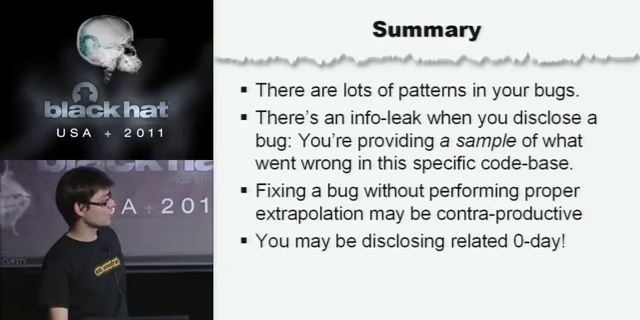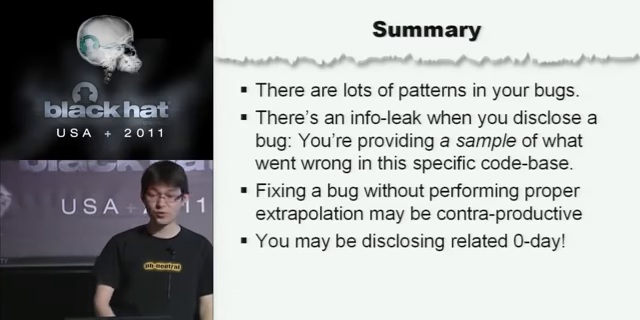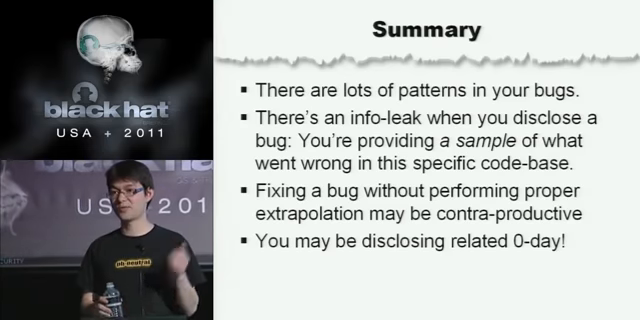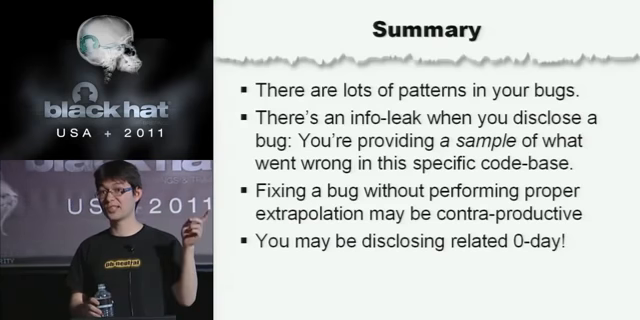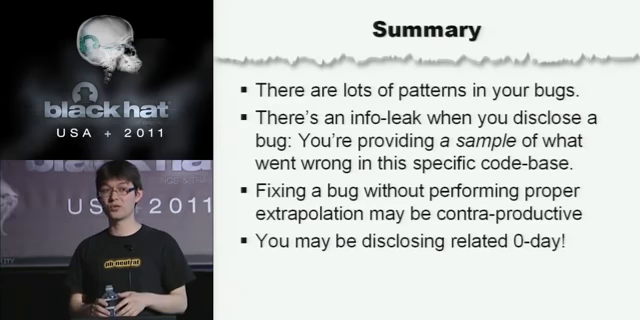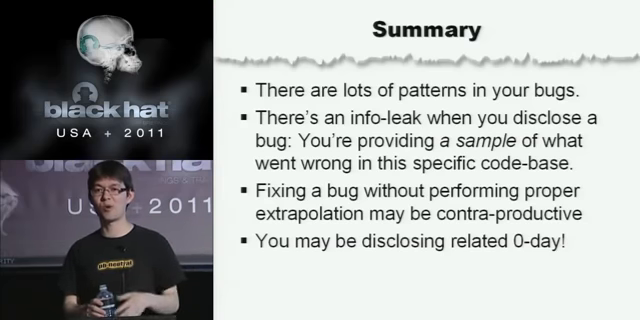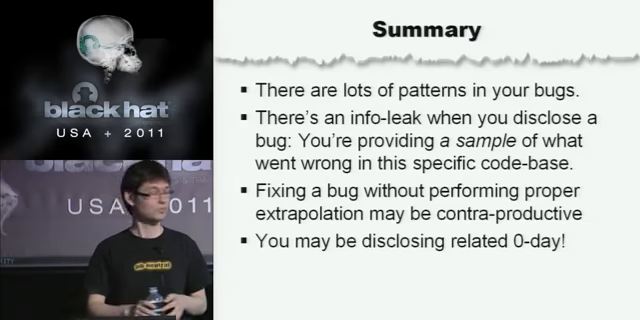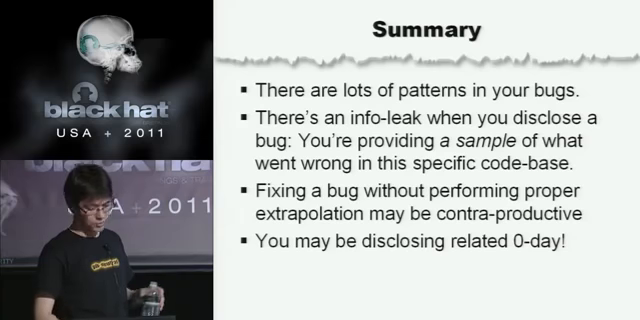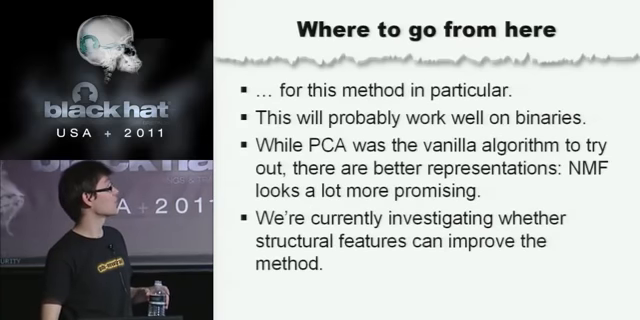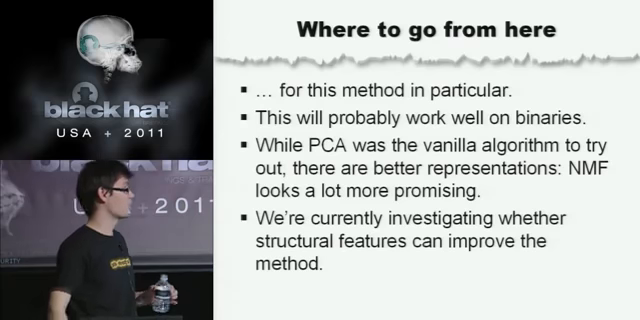Now, that also means that if you fix a bug and you don't do any extrapolation, as is the case with FFmpeg all the time, this kind of bug was actually disclosed, I think, 2 days ago. And before that, a month ago. So this pattern is very strong in FFmpeg, and you'll see these kinds of bugs pop up in the future, I'm very sure. You may be disclosing related bugs. That's the point. So where do we go from here?